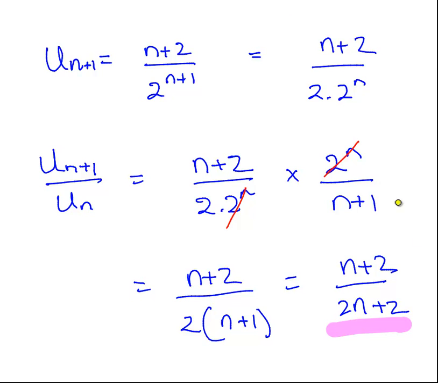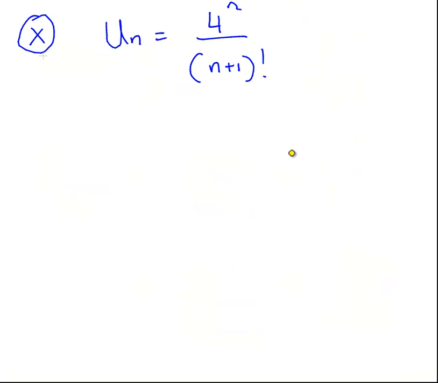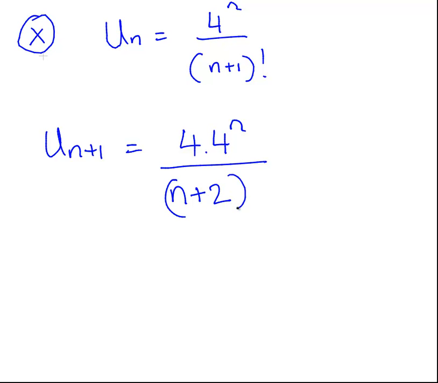And I think we're nearly finished. Number 10 is 4 to the n over n plus 1 factorial. So in this case, u of n plus 1 equals 4 times 4 to the n. Hopefully we should be quite okay with that. n plus 1 factorial, replace n with n plus 1. So essentially when we put in n plus 1 there for n, we get n plus 2 factorial. Okay, and again the ratio is u of n plus 1 over u of n.